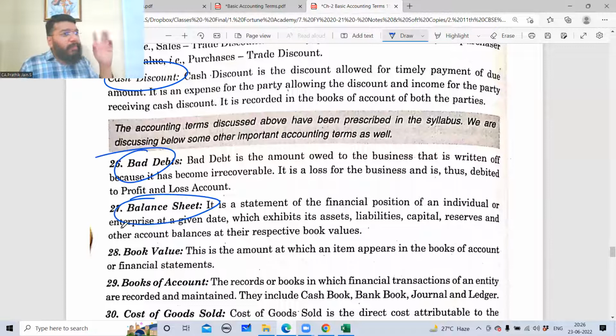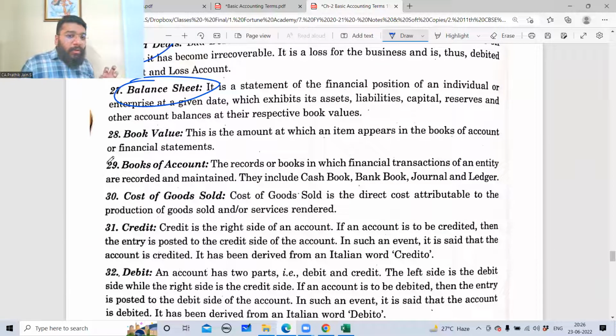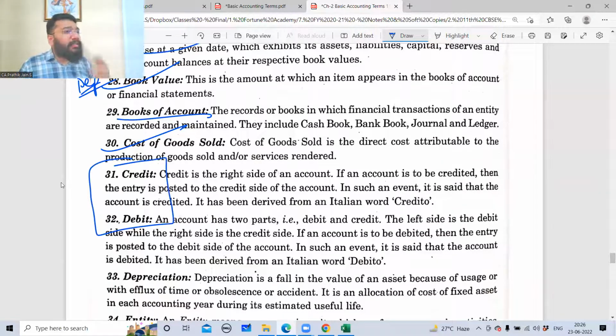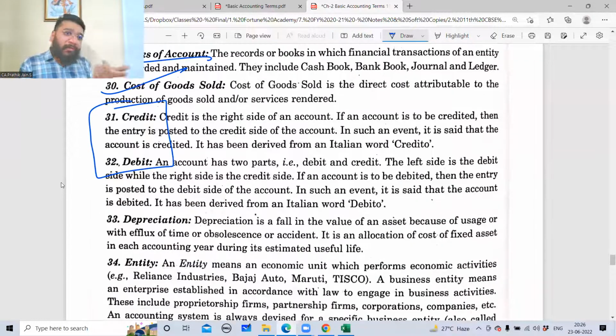Balance sheet, I've discussed with you briefly. Book value, we'll discuss in future. When I do depreciation specifically, you'll understand what the book value is there. Books of accounts, we have discussed. The first topic of this chapter is books of accounts. Cost of goods sold, yet to discuss. Credit and debit, we'll discuss in the next chapter. The rules of debit and credit, we'll start with this only. Without this, there is no accountancy life.